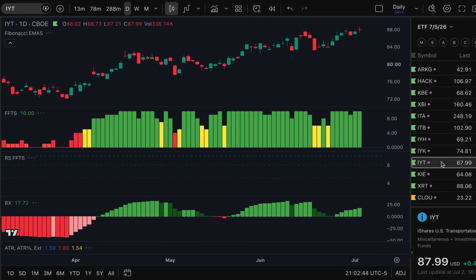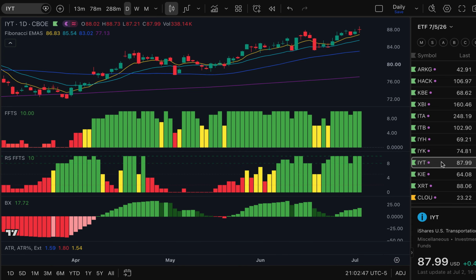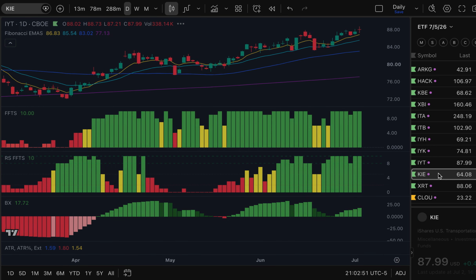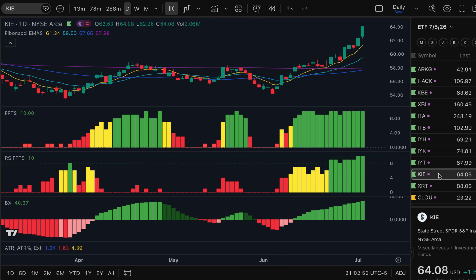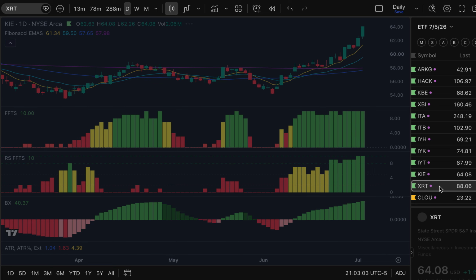IYT, this is the transportation sector, looking good. KIE, this is within the financial sector. This is an insurance ETF, breaking out.